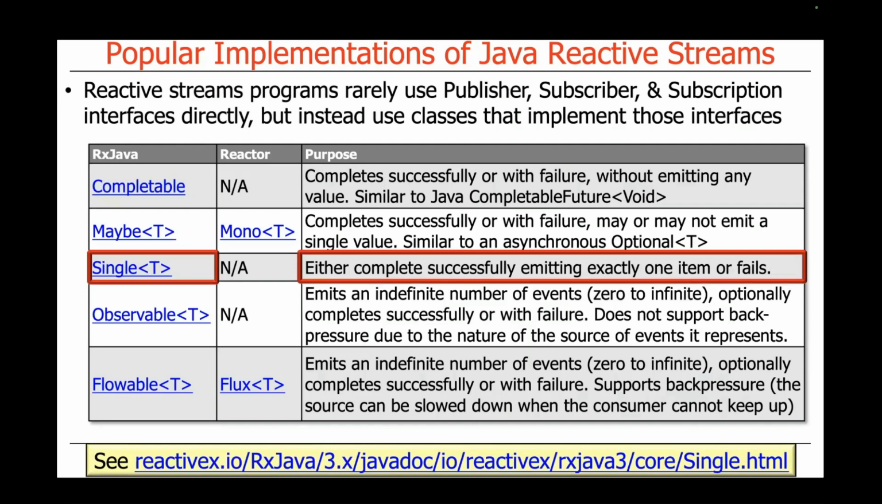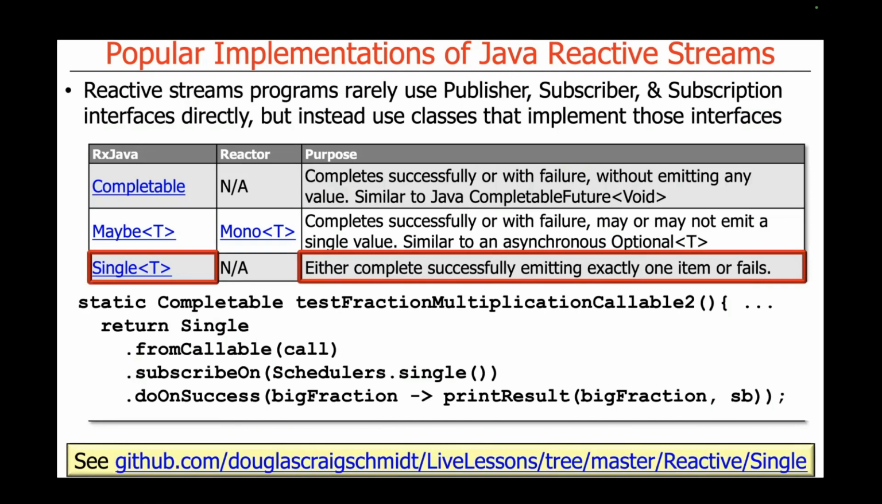That's really what we're going to be doing in this class in this semester. So the first class is Single, which is very similar to Mono from Project Reactor, in that it either completes successfully and it will emit exactly one item, hence the name Single, or it fails and it doesn't emit anything. And there's a bunch of examples.